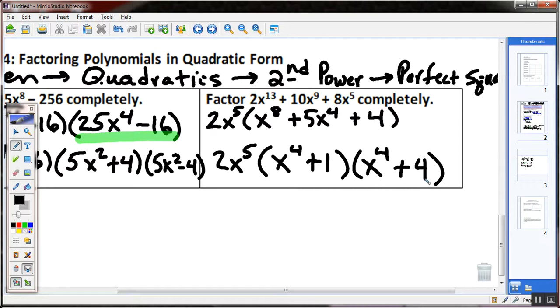I see what you're saying right here. I see exactly what you're saying. This could probably be broken down to find some more zeros. But here's the deal. If I graphed x to the 4th plus 4, you want to know what this graph would look like? Let me show you.